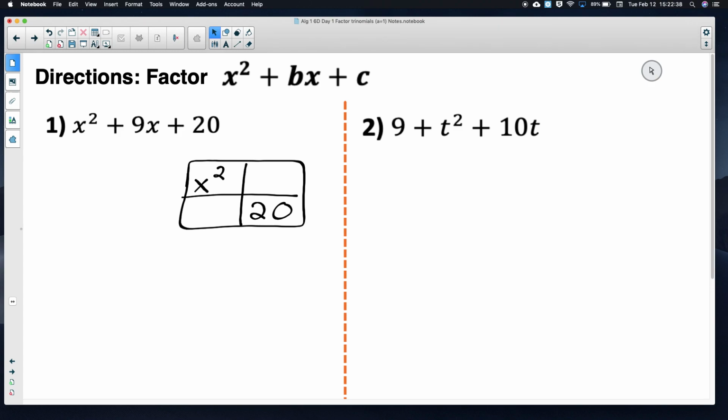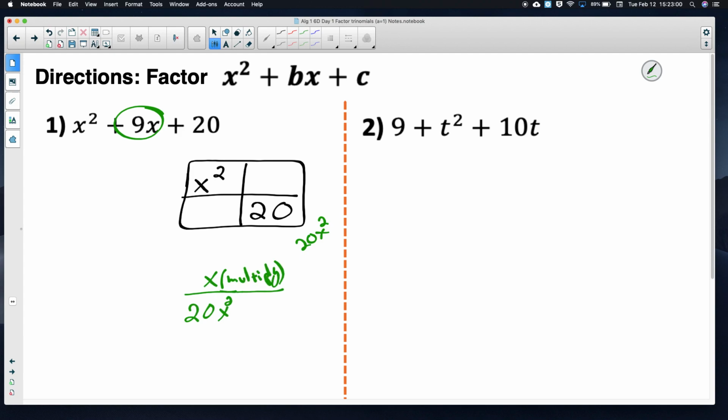So I need to find two numbers that multiply together, and I'm going to put this down here, to give me 20x squared. All I did was multiply along that diagonal. And then they need to add to give me that middle term of 9x. So multiply to give me 20x squared. So this is multiply. And they have to add to give me 9x.